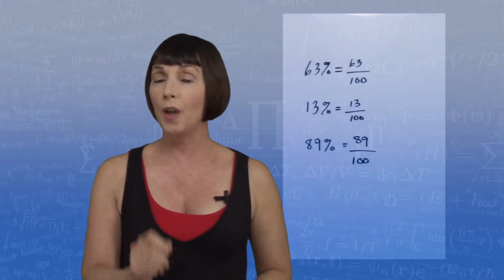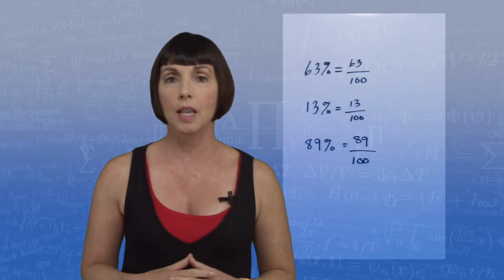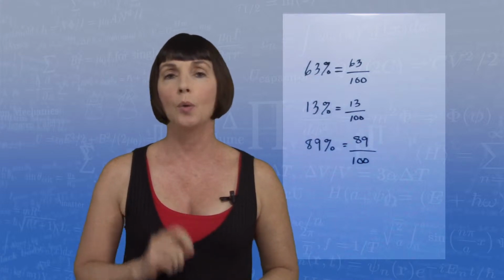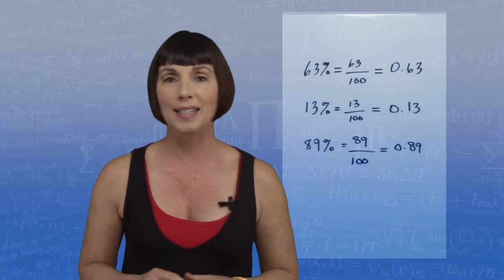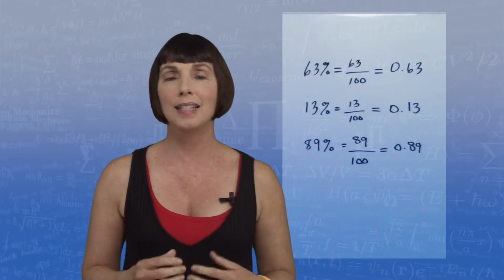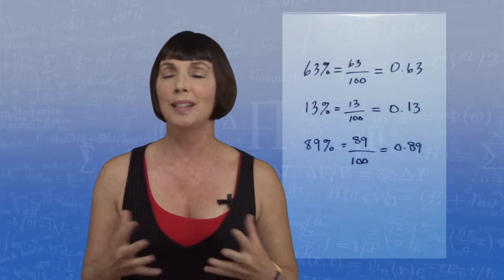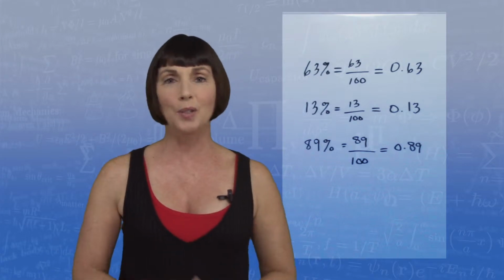Now, because we're dividing by 100, we can also write percents as decimals, simply by moving the decimal 2 places to the left. So, 63% is also equal to 0.63. 13% is equal to 0.13. 89% is equal to 0.89. And this holds true for any percent value you may be working with.